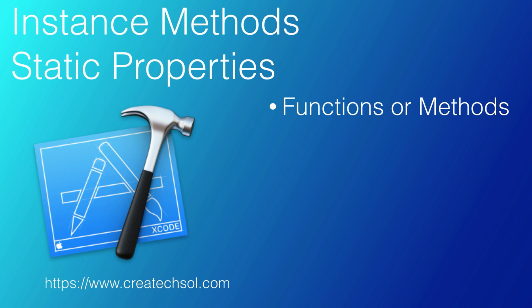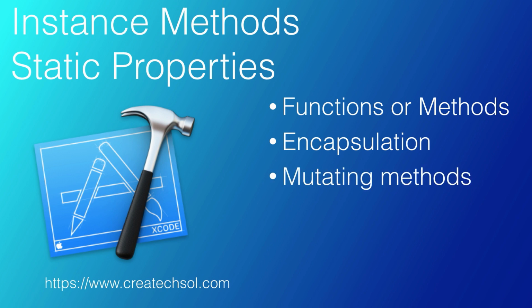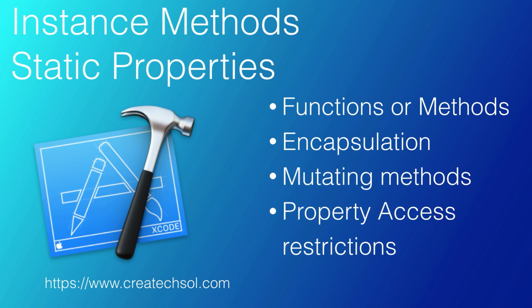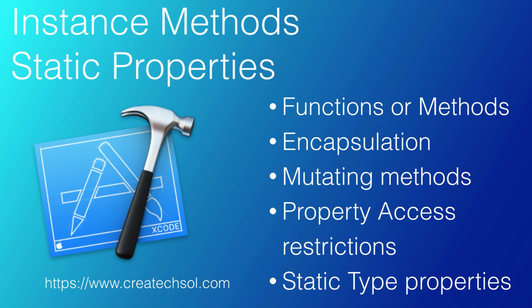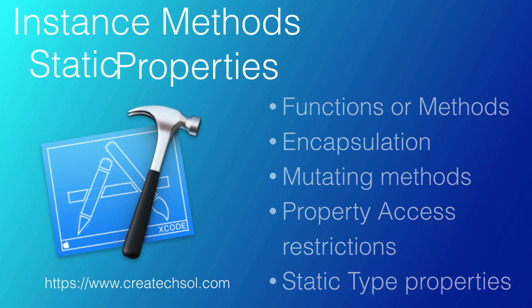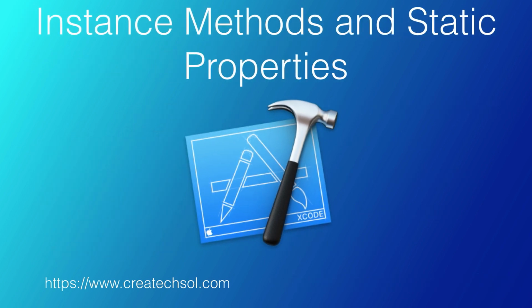We'll revisit the concept of encapsulation so that our functions or methods are created in the best locations for our purposes while finding out what a mutating method is. We'll also explore how we can restrict access to properties from outside of the class or struct. And finally, we'll see how we can create a static type property that acts as a global property for all instances of the type. If this is something you're interested in, well, keep watching.